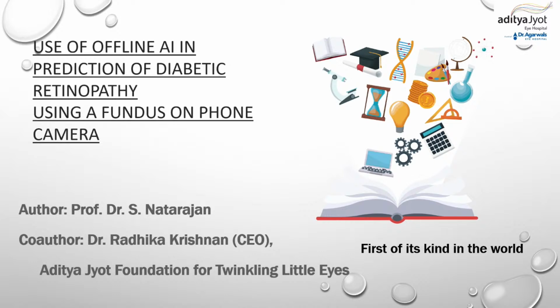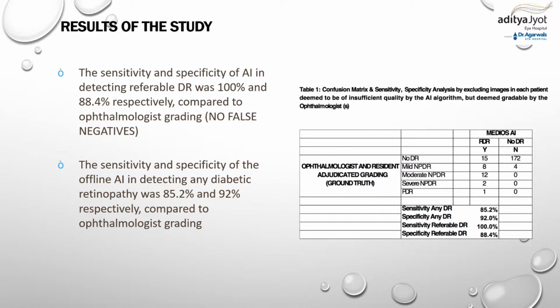We don't need the internet, and we don't need electricity, because the images are in the mobile phone, and the phone can be charged, and the infrared device also can be charged, and that's the first of its kind in the world. And the sensitivity and specificity of AI in detecting referable diabetic retinopathy was 100% and 88.4% respectively, compared to ophthalmologist grading, with no false negative. And the sensitivity and specificity of the offline AI in detecting any diabetic retinopathy was 85.2% and 92% respectively, compared to ophthalmologist grading.